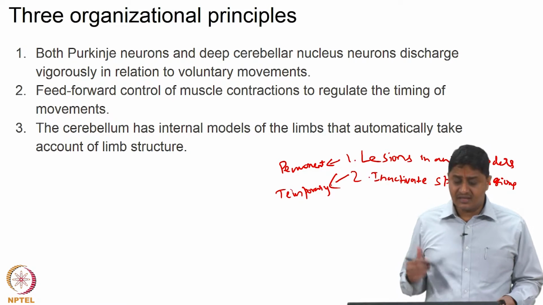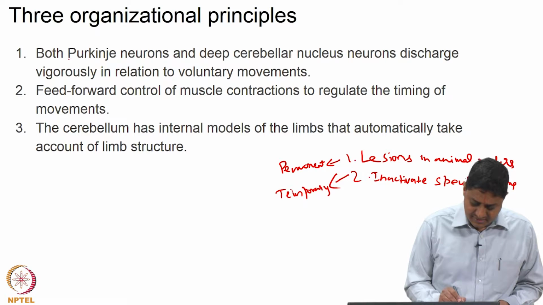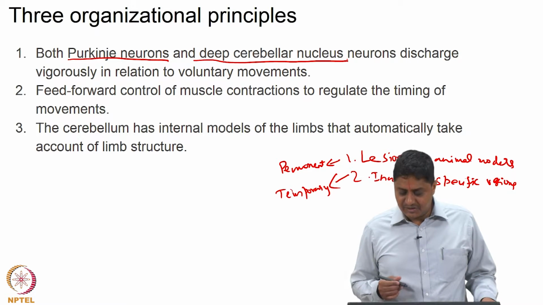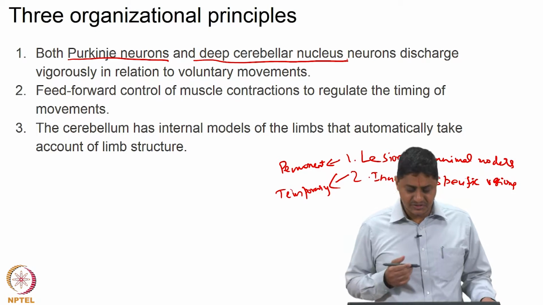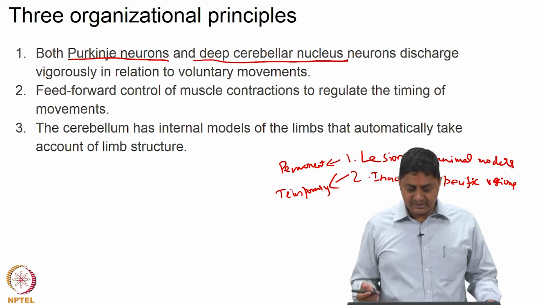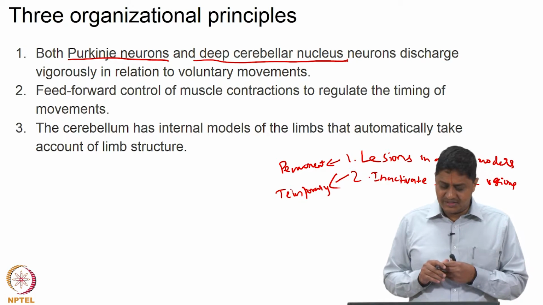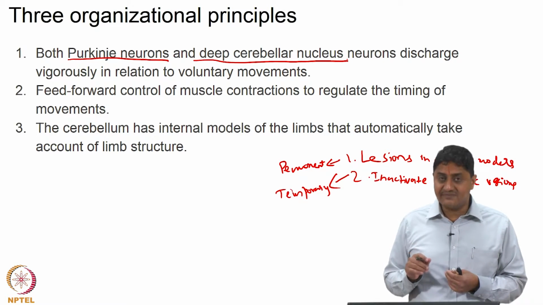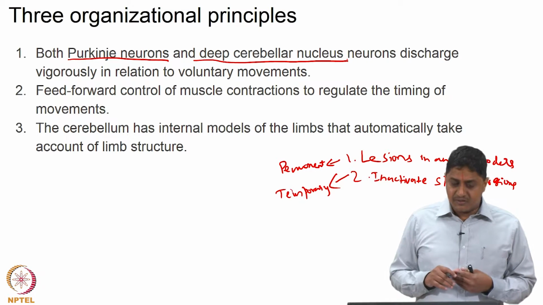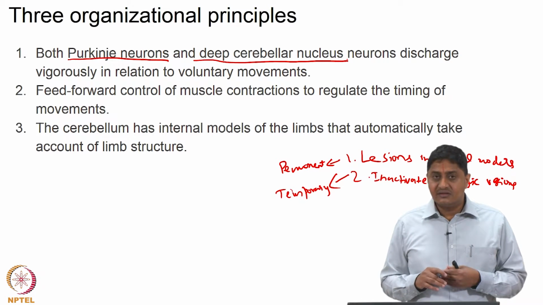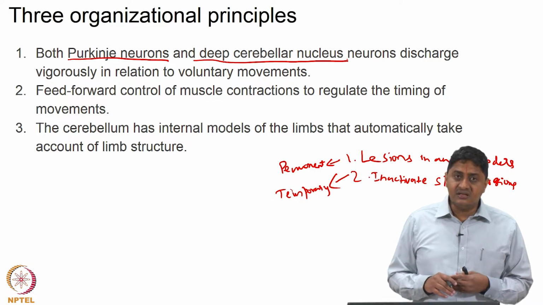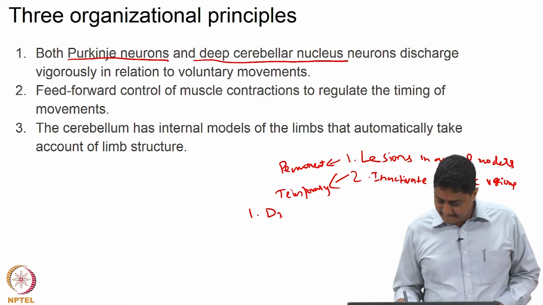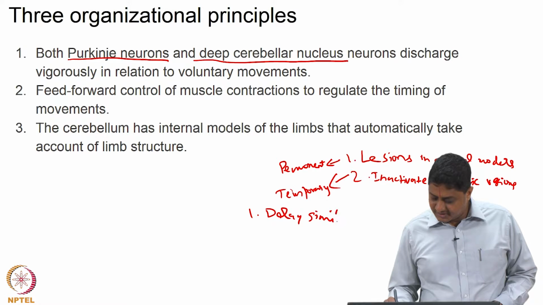So, from these animal models and studies, we have learnt a few lessons, and these lessons are listed here. First is that Purkinje neurons and neurons in the deep cerebellar nuclei discharge vigorously in relation to voluntary movements. What does that mean? It turns out that when voluntary movements are happening, or just before voluntary movements are happening, Purkinje neurons and deep cerebellar nuclei neurons produce activity that resembles the activity in the motor cortex in at least two different ways. First is that the delay is similar to motor cortex.